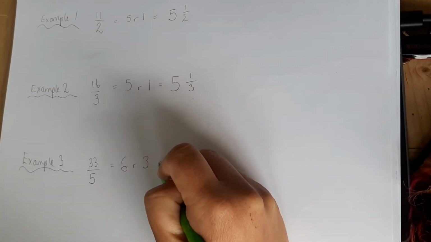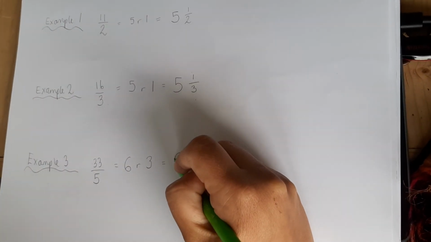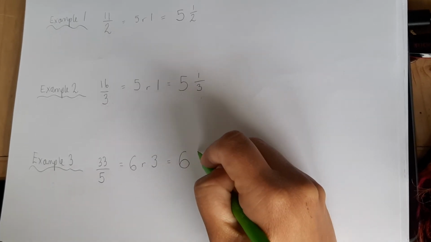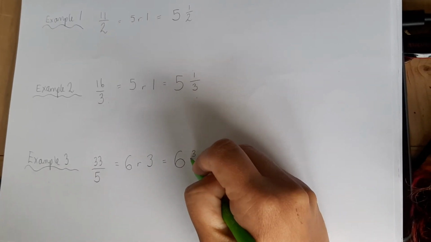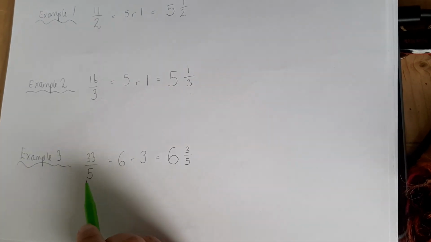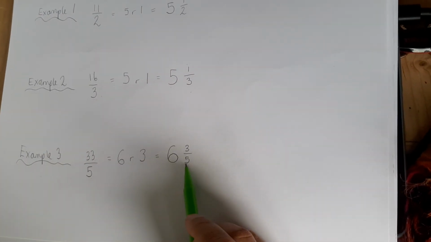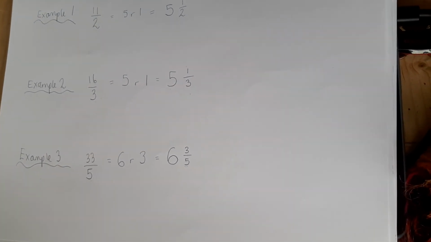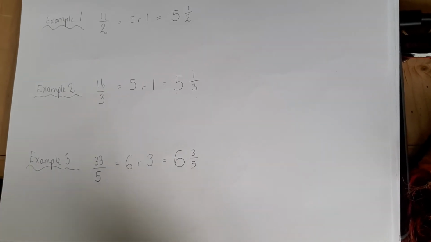And if we keep that and try and write that as a fraction, we have 6 as the whole number part, we have 3 on the numerator part, and we have 5 from this 5 over here on the denominator part there. So your answer is 6 3/5.